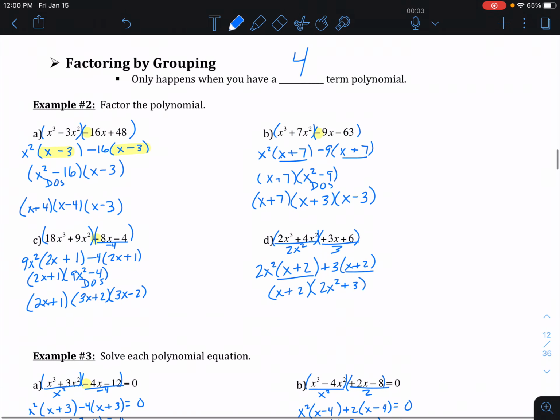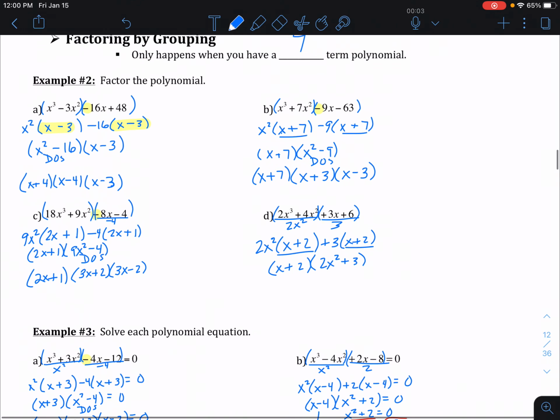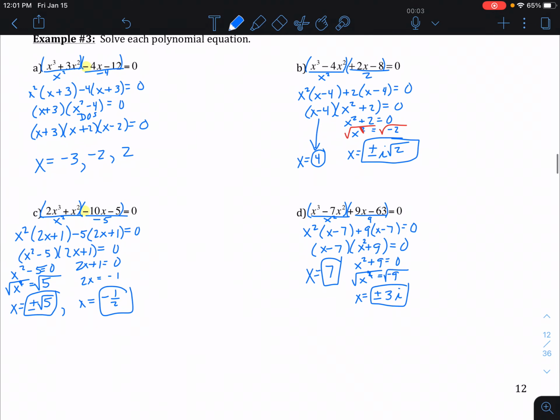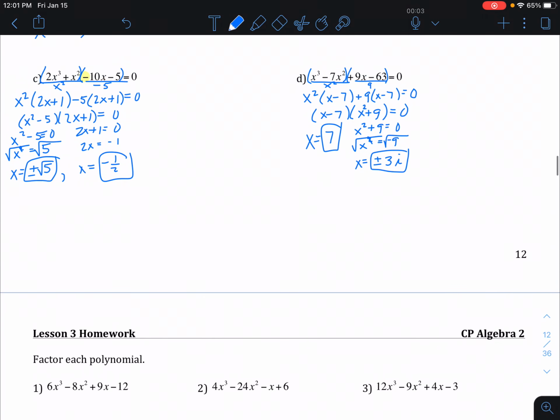Okay, so you just learned the newest way of factoring by grouping. Again, you can only do that when you have a 4-term polynomial. And that's it. That's all.